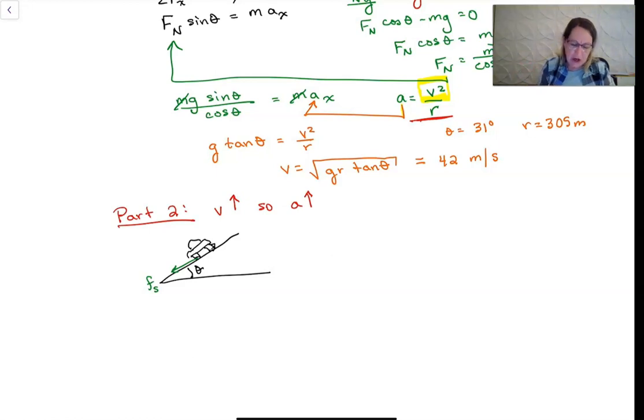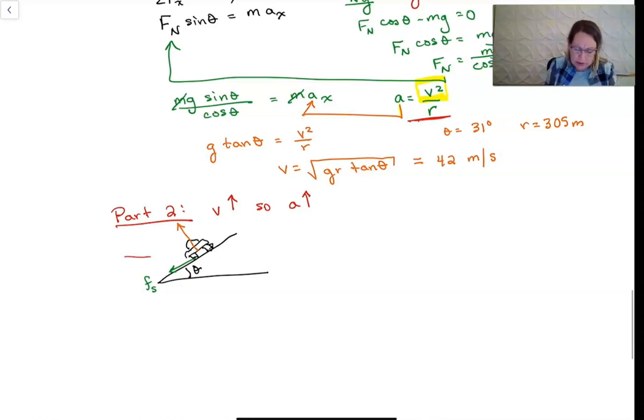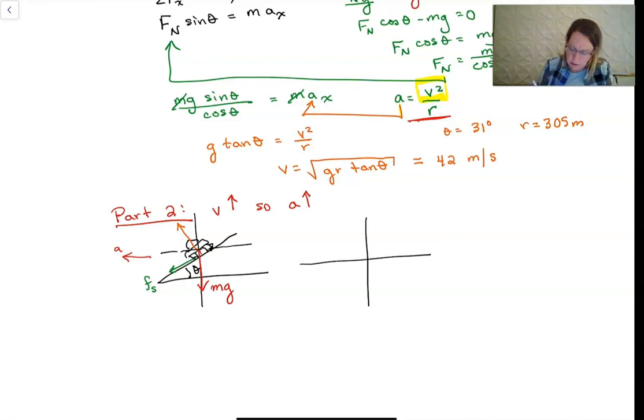So we've got friction going down that way to oppose the sliding up the track, and we still have our normal force like this, and our acceleration is still towards the center here. So that's our acceleration. So we still want our axis to point like this. Okay, and our weight is still down like this. This is our mg. So I'm going to redraw this axis because it's kind of hard to see with the car there. But there's my mg.